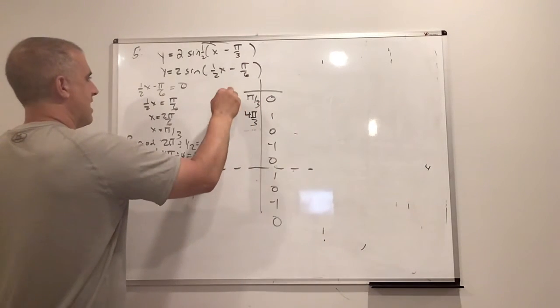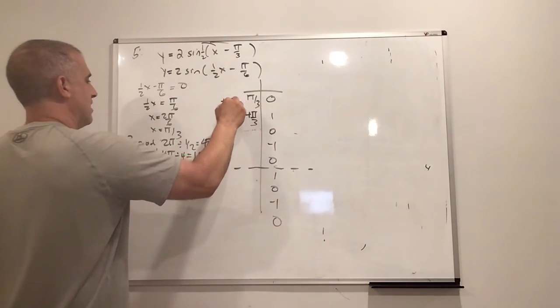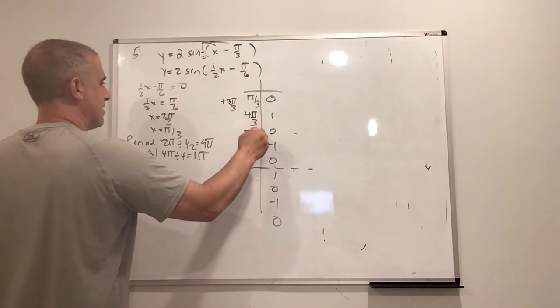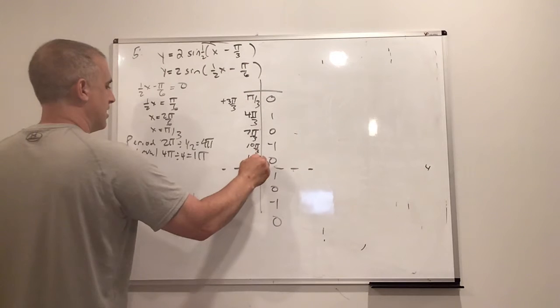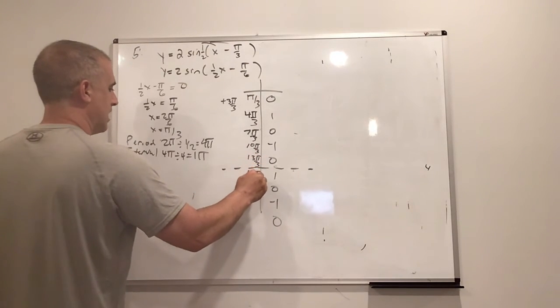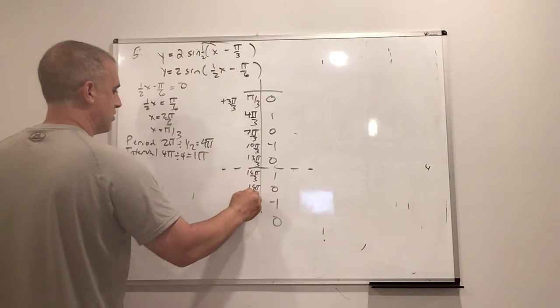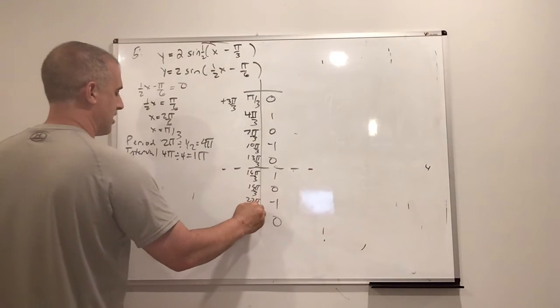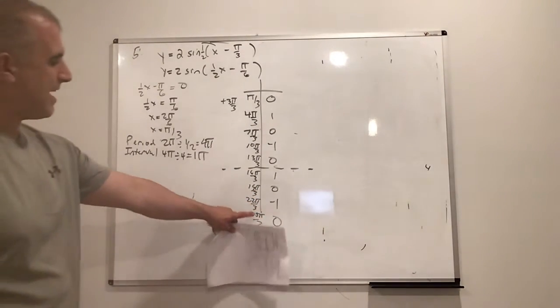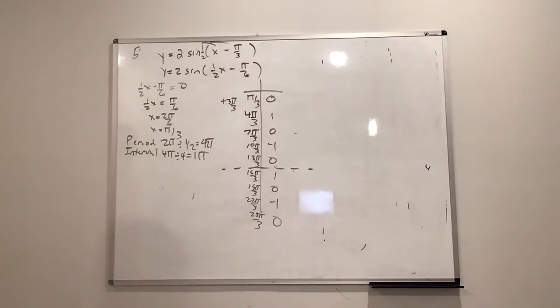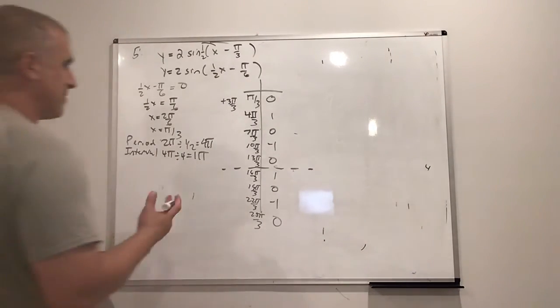All right, so if I add basically 3 pi over 3, that'd be 7 pi over 3, 10 pi over 3, 13 pi over 3, 16 pi over 3, 19 pi over 3, 22 pi over 3, okay, 25 pi over 3. Now, what is that really? If you divide that, that's about 8 pi. So I'm going to work in increments of pi, which is probably the best way to do it.